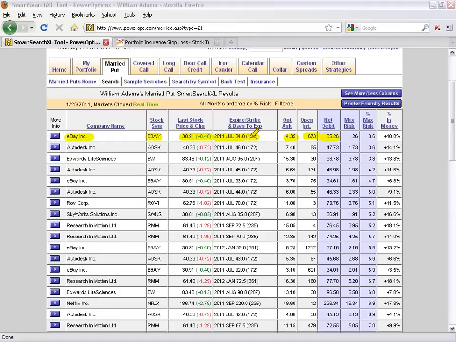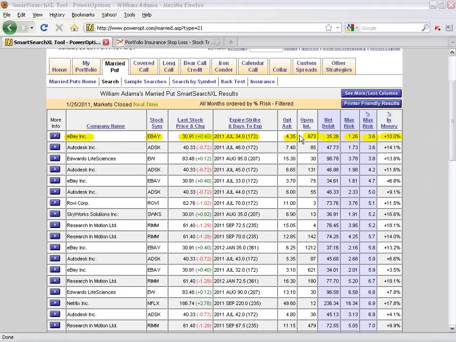But since we purchased the 34 put, the most we'd have at risk is $1.26 or 3.6%. And it's showing us that the option is 10% in the money. Stock's at $30.91, and that 34 put is 10% in the money.